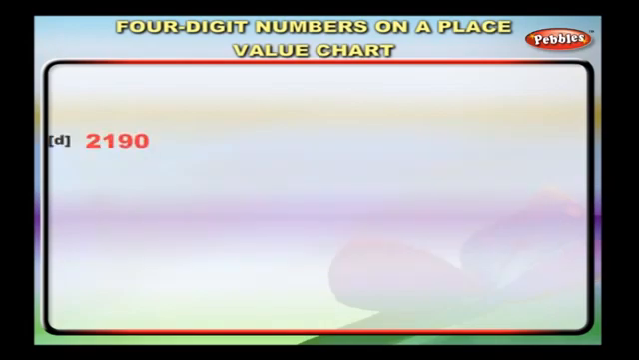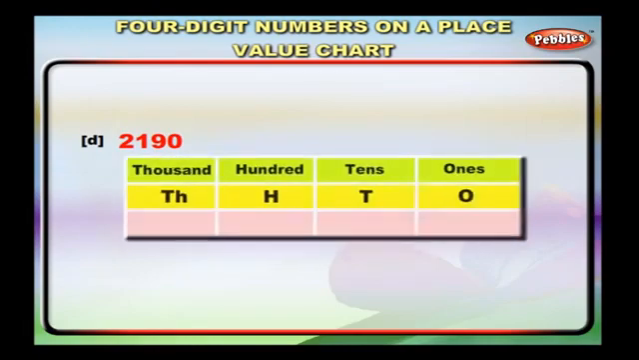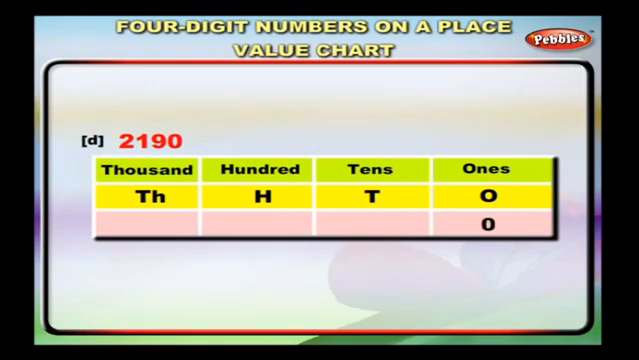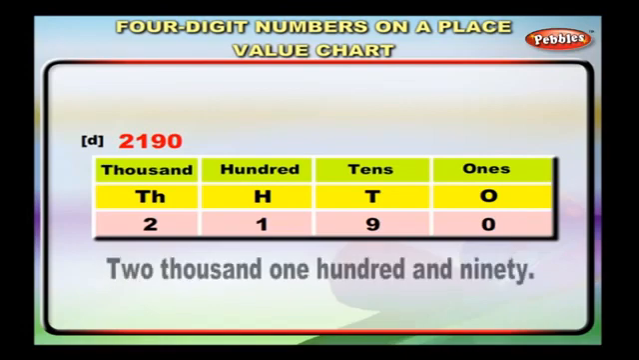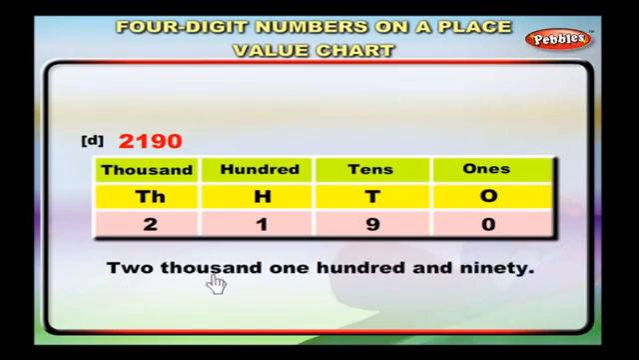Next is 2,190. Bring 0 to the ones column, 9 to the tens column, 1 to the hundreds column, and 2 to the thousands column. We have 2,000s, 100s, 9 tens, and 0 ones. We write this as 2,190.